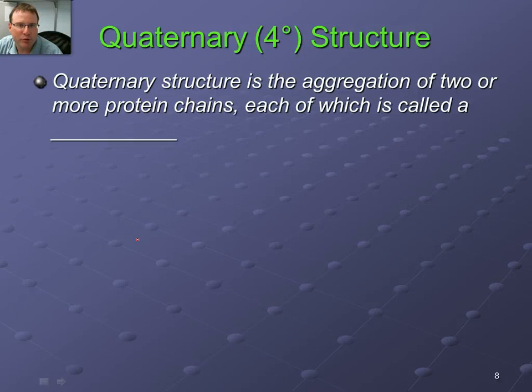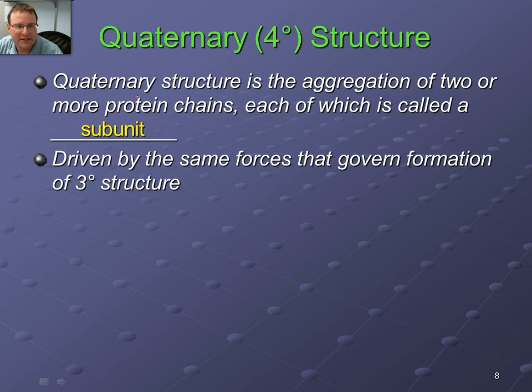So in this last portion of our webcasts on protein structure and folding, we're going to finish off by talking about what's called quaternary structure. Now, compared to primary through tertiary structure, quaternary is actually the easiest of the batch to understand. All quaternary structure means is when you have the aggregation, i.e. the coming together of two or more protein chains, and we're going to term each individual polypeptide chain a subunit.